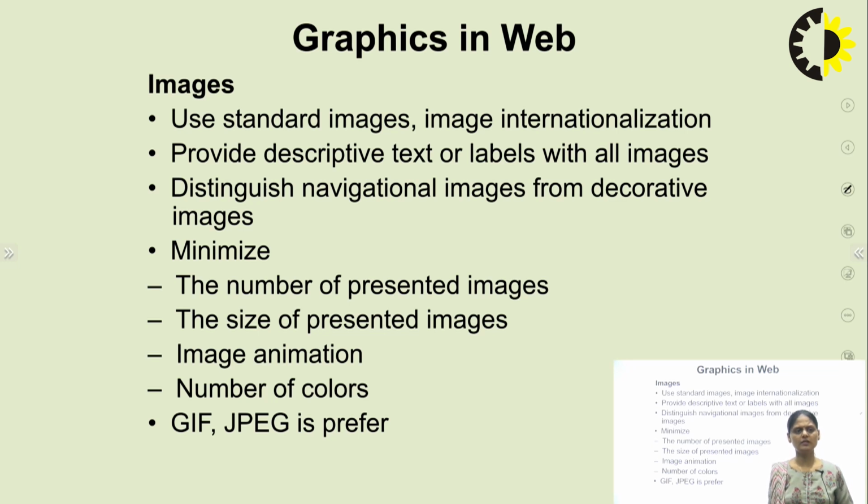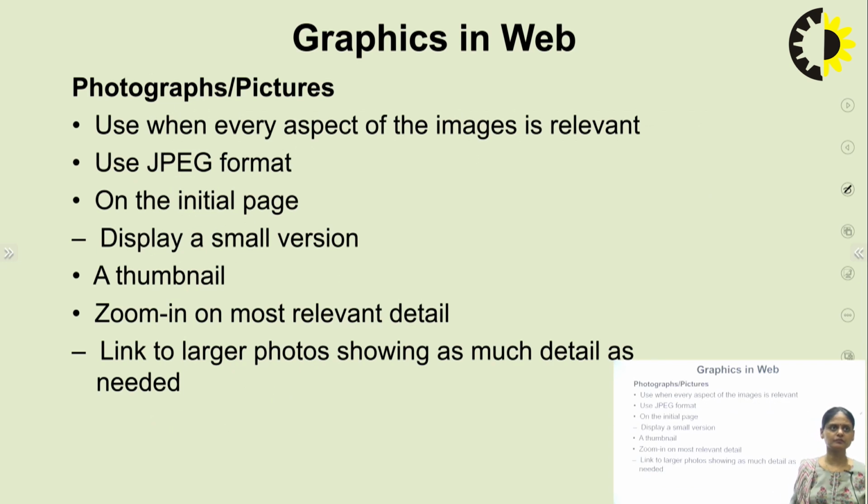All these things matter, because with GIF and JPEG, which kind of image we are making matters, as there are problems with lossy and lossless formats. Some pixels may get lost when we transfer an image from one computer to another in the case of lossy images. So we need to consider the appropriate extension of the image. Pictures or photographs are used when every aspect of the image is relevant.